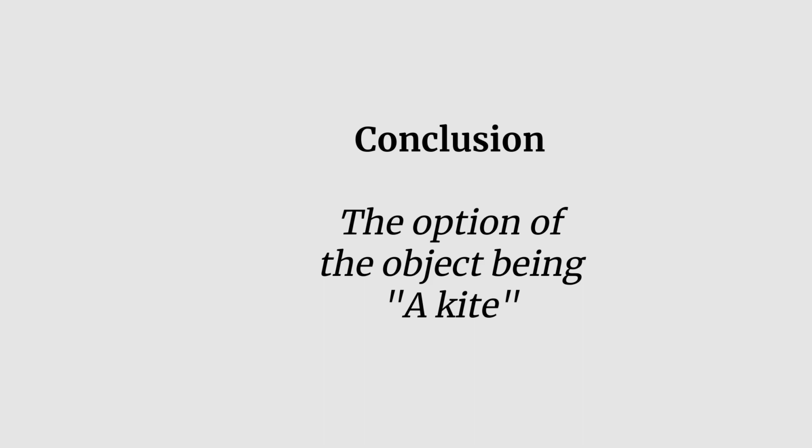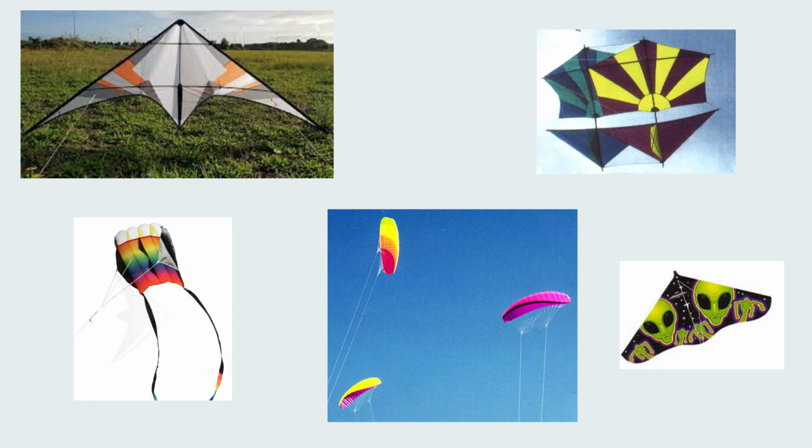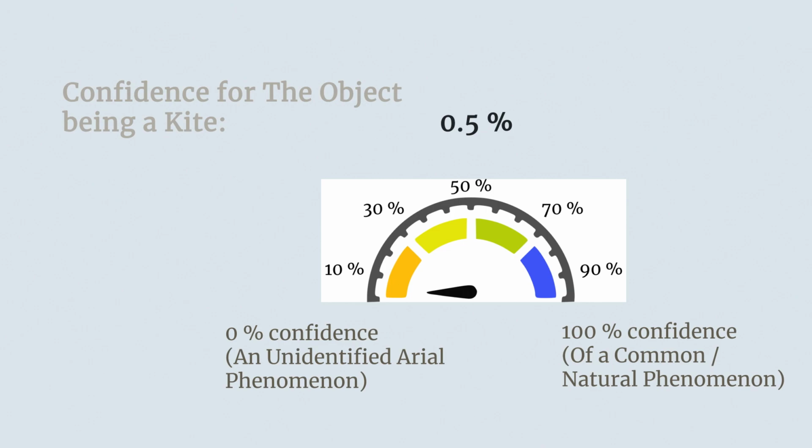A kite. Although the sharp edges point in the direction of a kite, the angle, position, and color design all decrease the credibility of this explanation. I will give this explanatory option of a kite 0.5% of likeliness.